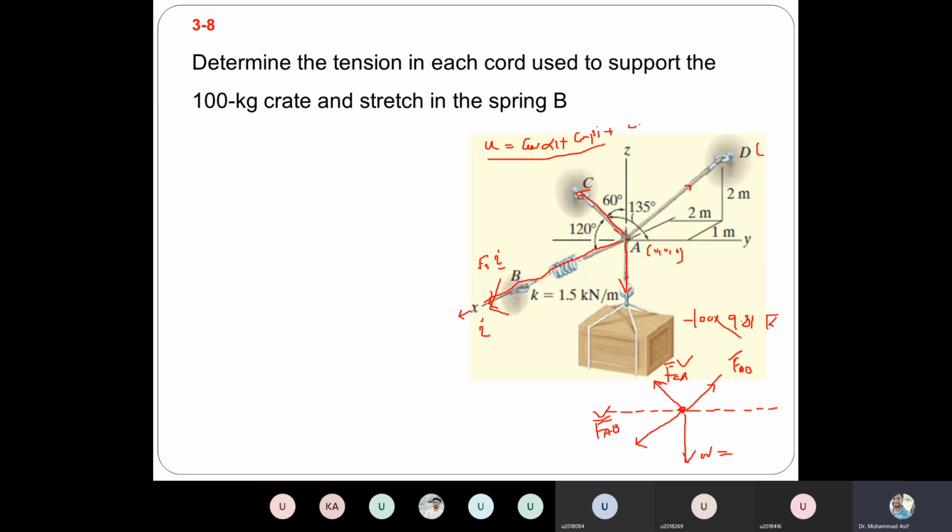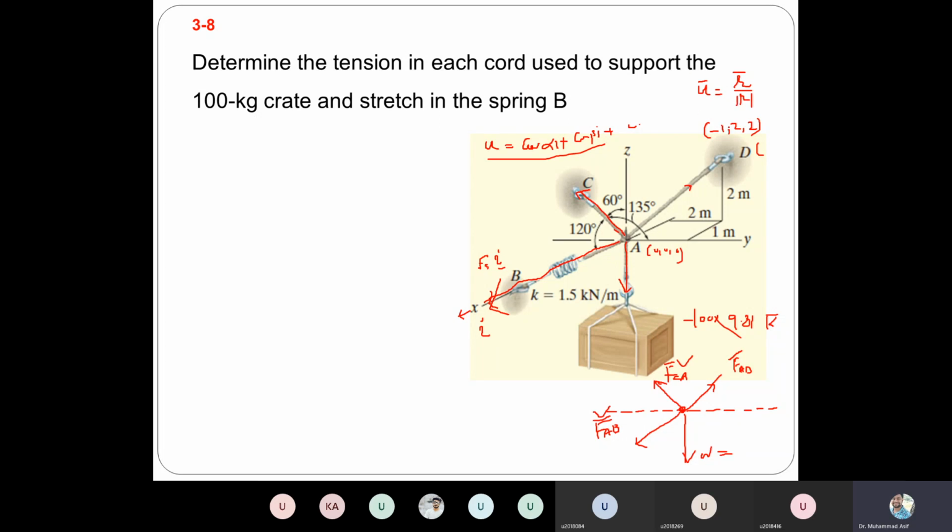I mean, the coordinates of D: you move from here 2 meters in the positive y direction, 1 meter in the negative x direction, then 2 meters in the positive k direction. So the coordinates will be -1, 2, 2. Now you can calculate the position vector of D, and then you can calculate the unit vector. If you divide the position vector by its magnitude, you get the unit vector.